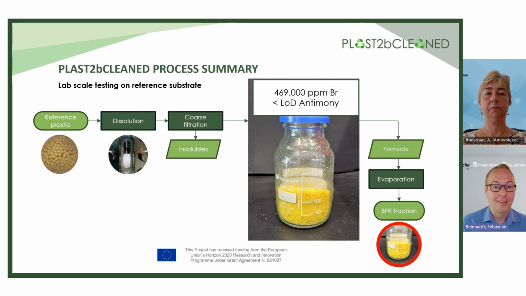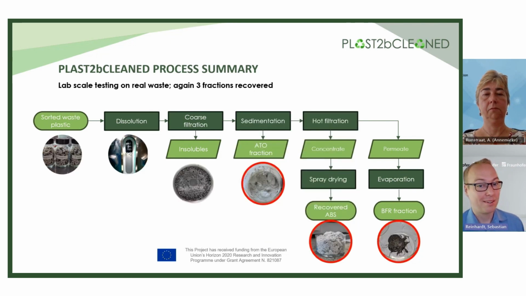And when you look at the bromine fraction itself, you can see it's a very high bromine content fraction. Here we have 469,000 ppm of bromine, which basically means 47% of the whole sample is bromine. So we achieved quite a good result already on the reference substrate, but obviously we want to work on the real material, and that's what we did next.